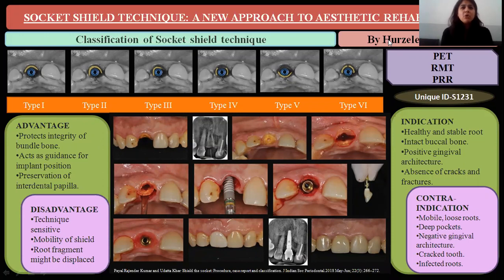The basic aim of this technique is the preservation of the buccal two-thirds of the root in the socket so that the periodontium, along with the bundle bone and the buccal bone, should remain intact.